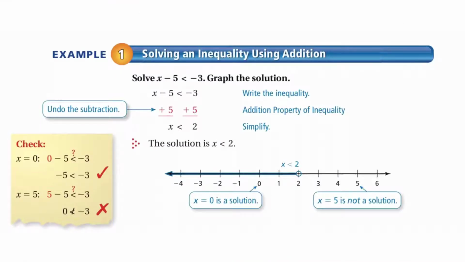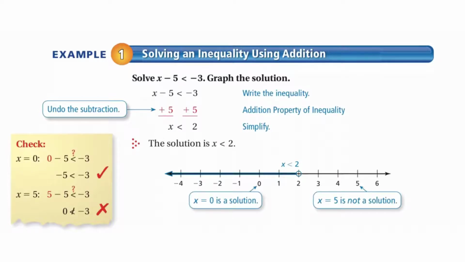So for example 1, solving an inequality using addition, they give us x minus 5 is less than negative 3. We want to get x all by itself. So we were subtracting 5. We'll add 5 to both sides of the inequality. When we add 5 to the left-hand side, minus 5 and plus 5 cancel out, leaving us with x. And we add 5 to the other side. Negative 3 and positive 5 gives us positive 2. So x is less than 2.